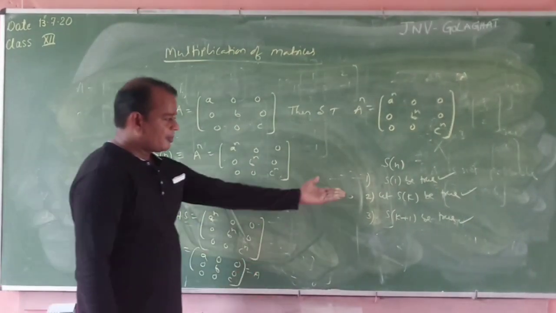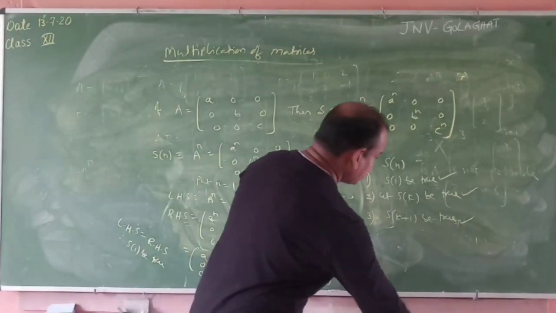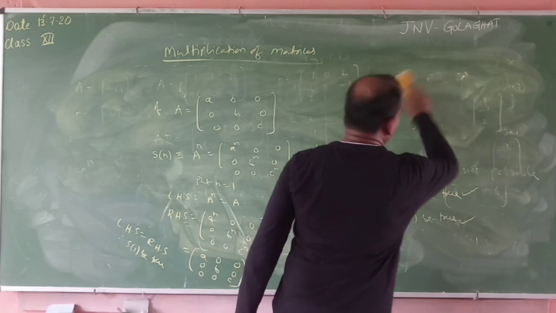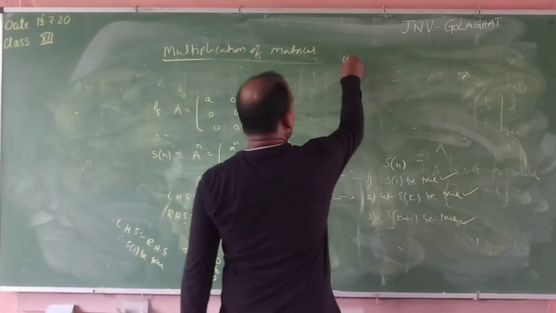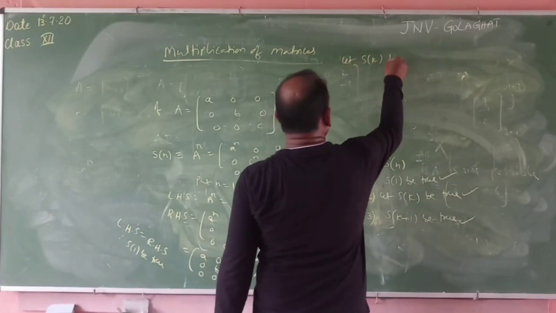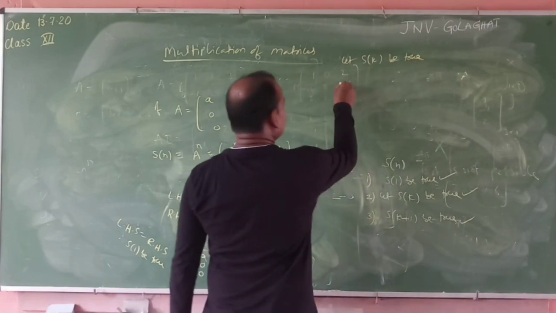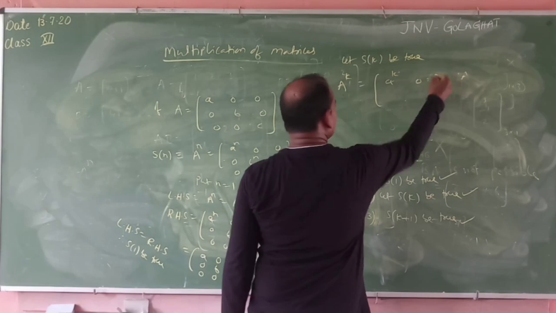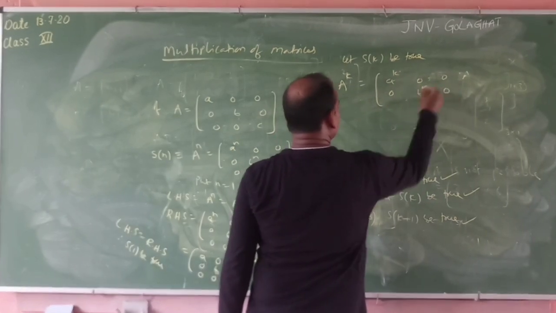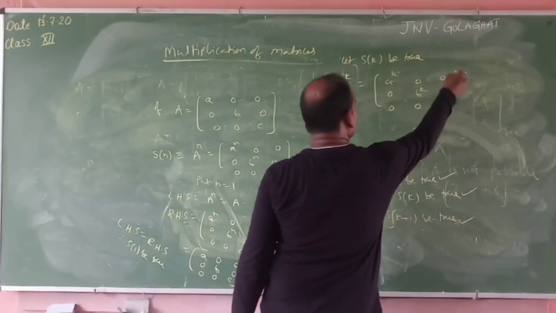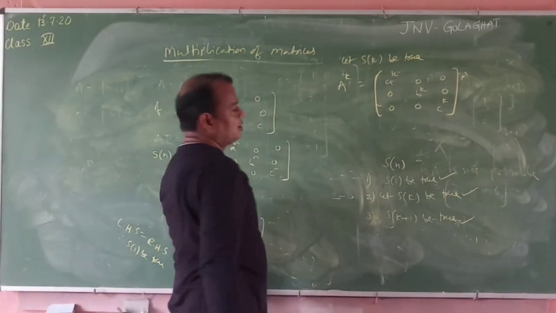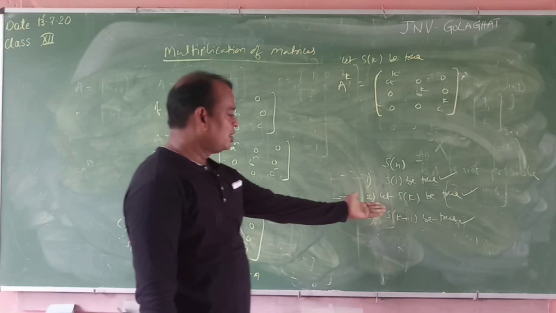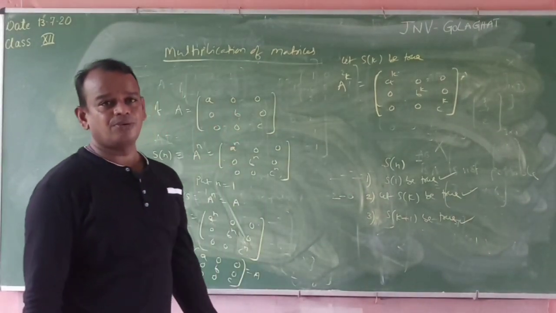Next, what is the next step? S of k is true. S of k true means instead of n you write k. Let S of k be true. That is, A power k is equal to the diagonal matrix with A power k, B power k, C power k. This is A power k. Now what is the last one? S of k plus 1 is true.